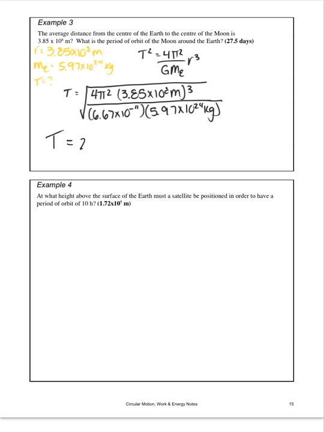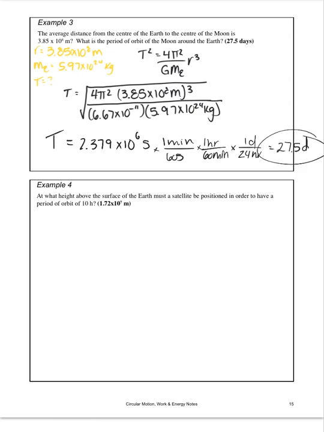For T, I get 2.379 times 10 to the 6. Now that's a giant number. The reason is this is in seconds. Now we typically don't talk about how long it takes in seconds. So if we want to convert that into days, just a little bit of unit conversion here. So 60 seconds in 1 minute, 60 minutes in 1 hour, and 1 day is 24 hours. In the end, I get 27.5 days.